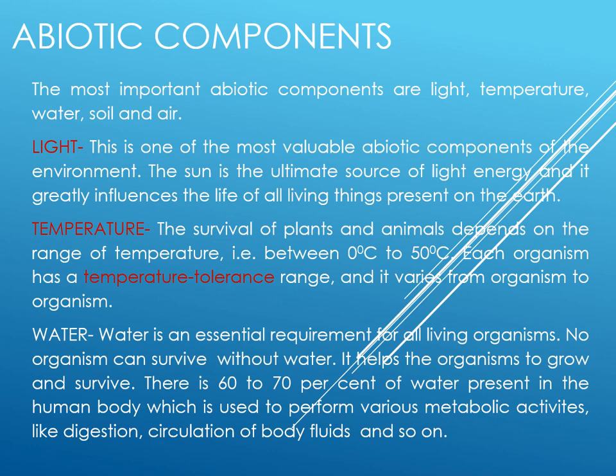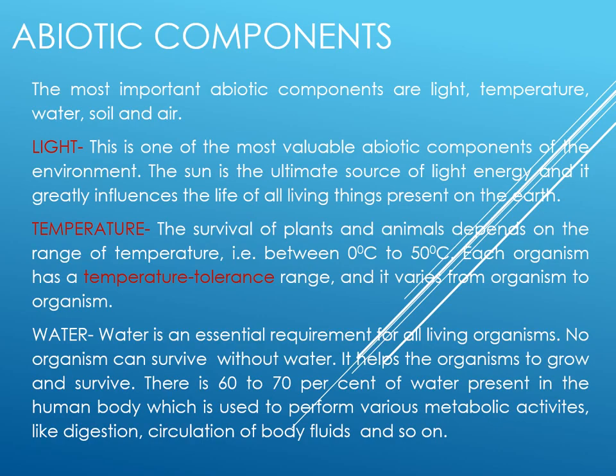Students, now we will explore the abiotic components of the ecosystem. The most important abiotic components are light, temperature, water, soil and air. Light is one of the most valuable abiotic components of the environment. The sun is the ultimate source of light energy and it greatly influences the life of all living things present on the earth. The second abiotic component, which is very important, is the temperature. The survival of plants and animals depends on the range of temperature, that is between 0 degrees Celsius to 50 degrees Celsius. Each organism has a temperature tolerance range and it varies from organism to organism.